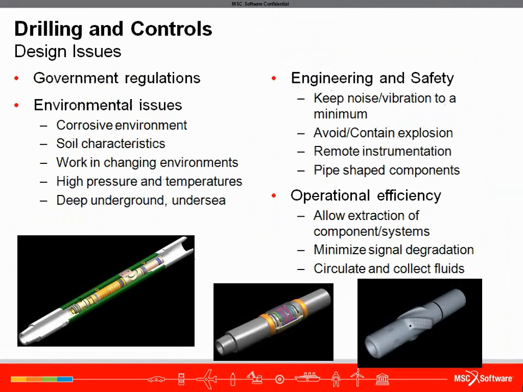Control systems in the oil and gas industry have unique requirements because of the broad set of constraints they need to be designed for. In addition to engineering and safety requirements and operational efficiency goals, they also need to be designed to satisfy government regulations while addressing any environmental issues. Some of the challenges include the extreme environmental conditions that these systems need to withstand in terms of pressure, temperature, corrosive environment, and so on.